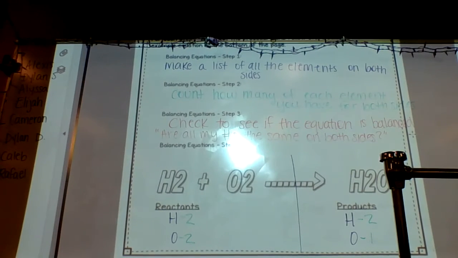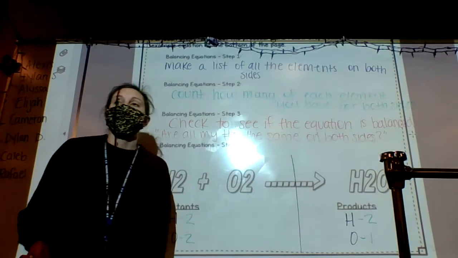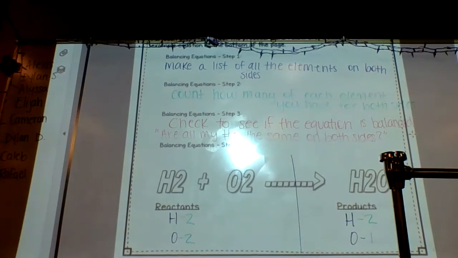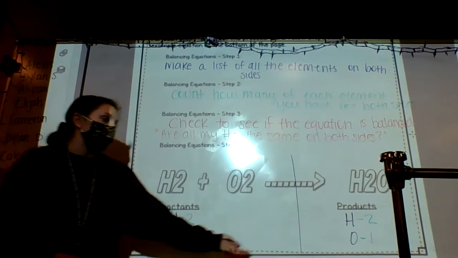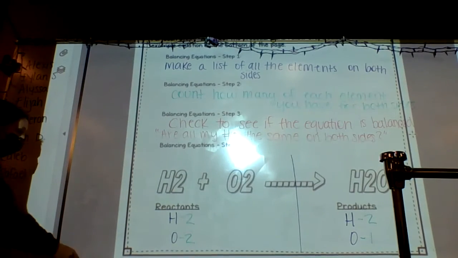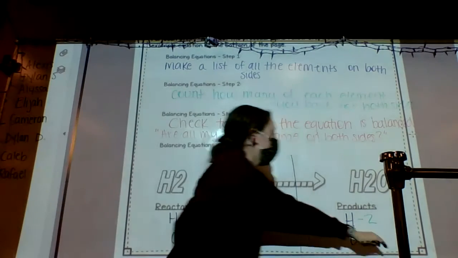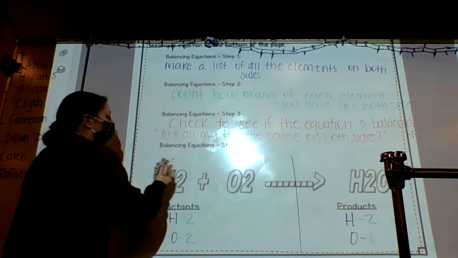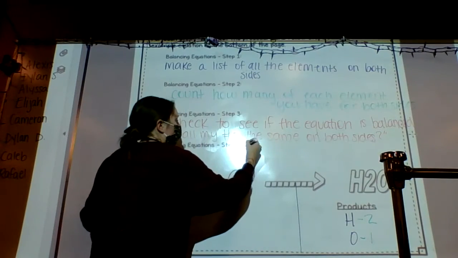So are my hydrogens the same on my reactants and products? Yes, there's both 2. What about oxygen? No. So that tells me that I got to balance it. I have 2 oxygens on my reactants, only 1 on my products, so something's not right. It's up to me to fix it because I can't lose matter. I can't just drop an oxygen and it be okay because of the law of conservation of matter. So when that happens, our step 4 is, let me erase that.